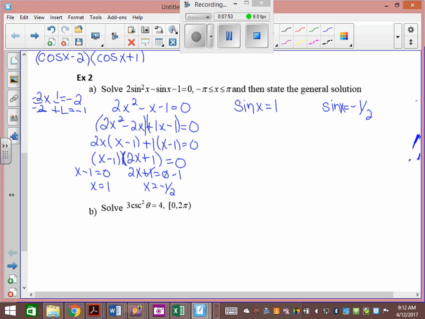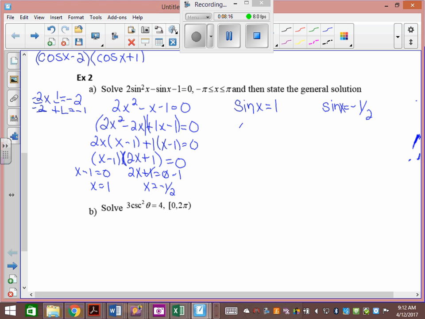I always find my answers from 0 to 360 first, or 0 to 2 pi first, and then do the coterminals to that to fit into the domain. That is the easiest way to do all these questions. So where does sine x equal 1? We don't have to find the reference angle because this is on the unit circle. Where does sine x equal -½? We don't have to do the reference angle because it's on the unit circle.